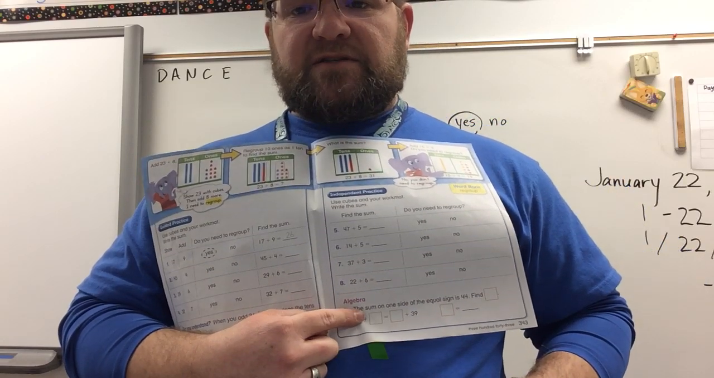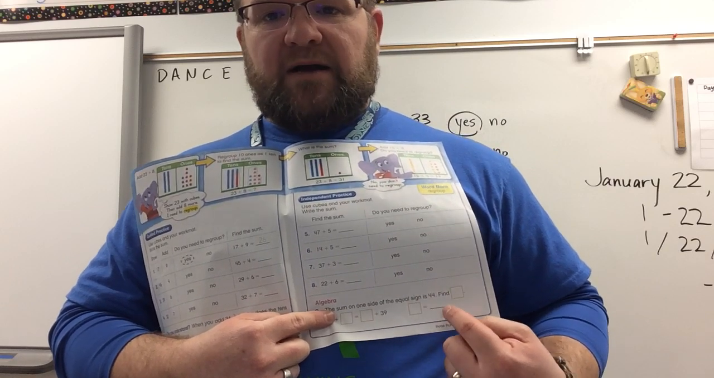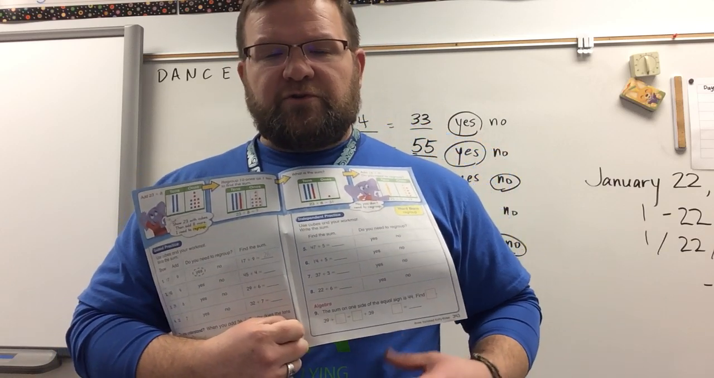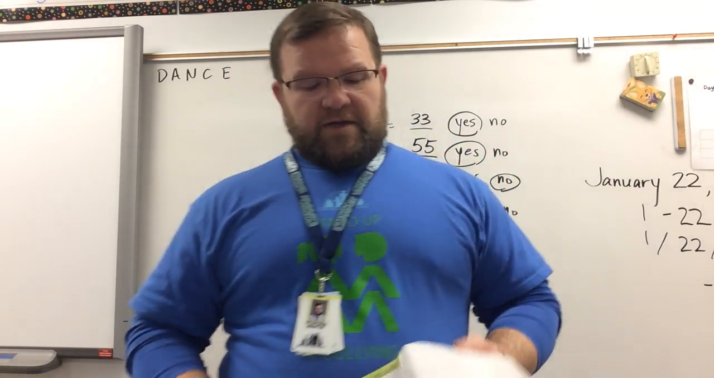So 39 plus the box equals the box plus 39. What number goes in the box? Pause the video and do number 9. Very good. Let's turn to the back. On the back, number 10 says that the art teacher had 45 paintbrushes. He bought 6 more. How many paintbrushes does the art teacher have now?